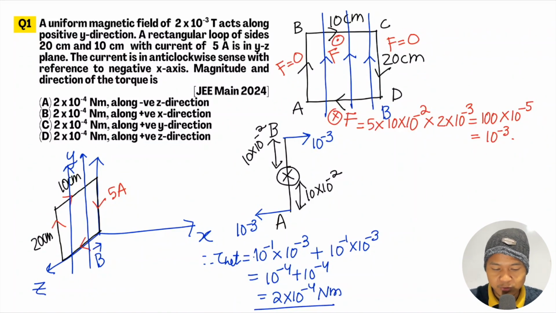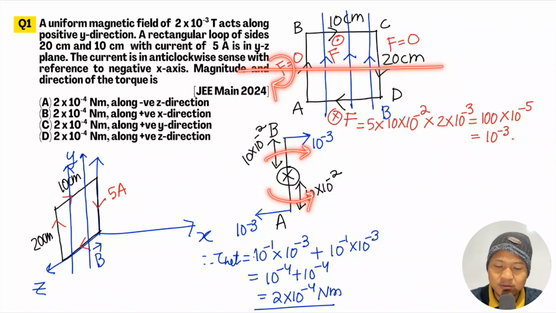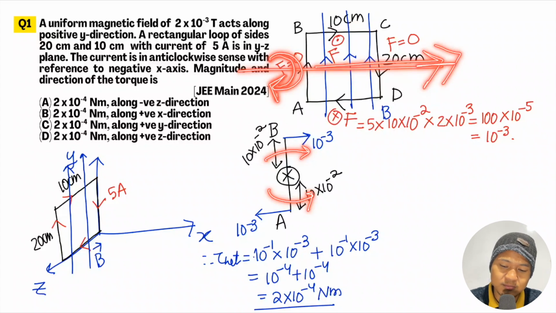Now the options: if you look at the options, the heading is what the value is, and then the direction, which you have to check to pick the right option. So that means it is rotating like this. Now the torque direction: you take your right hand and you curve it along this side, so your thumb will be pointing along that side.